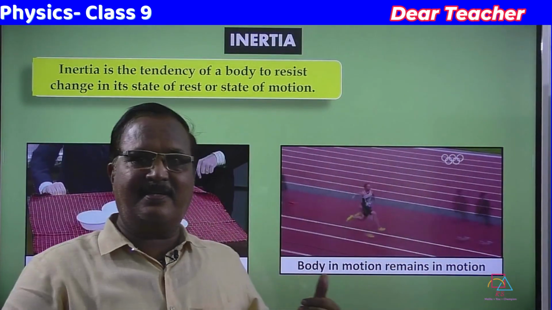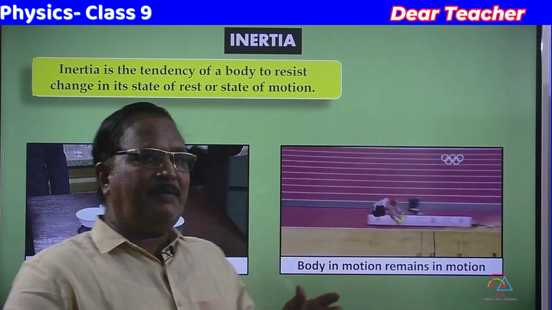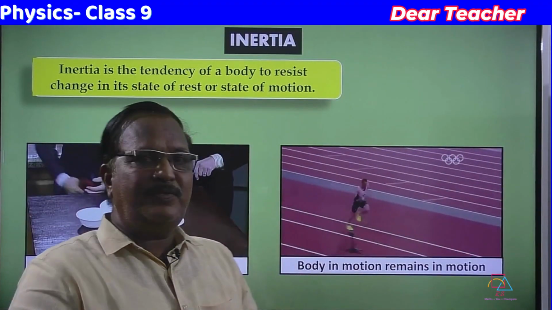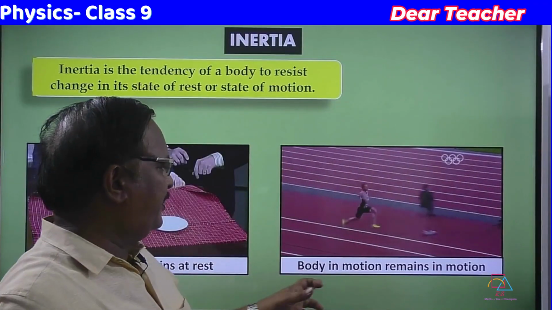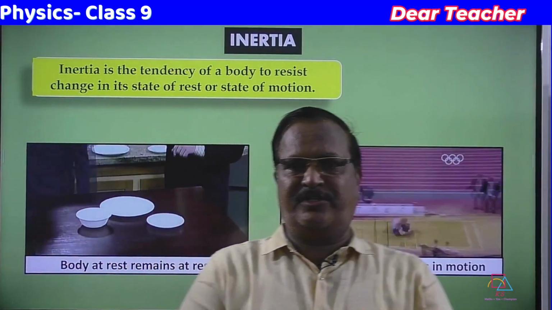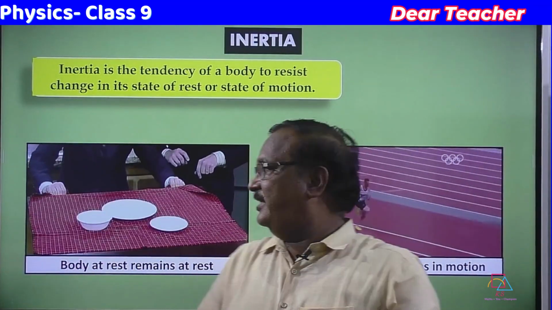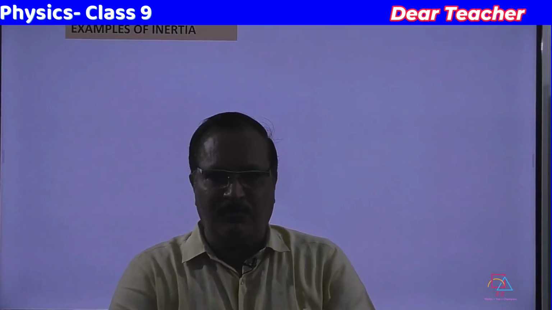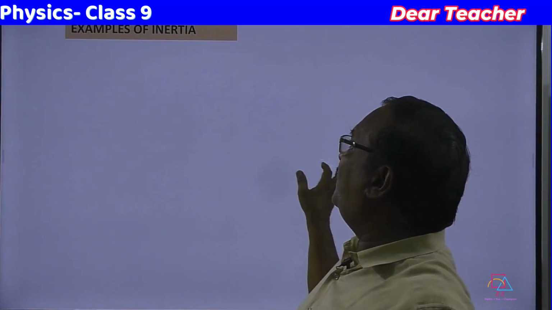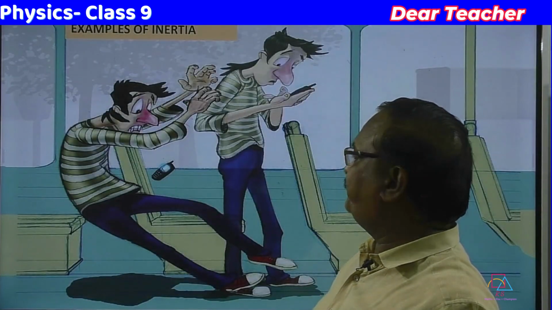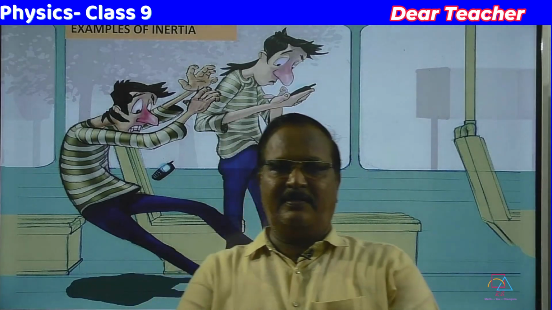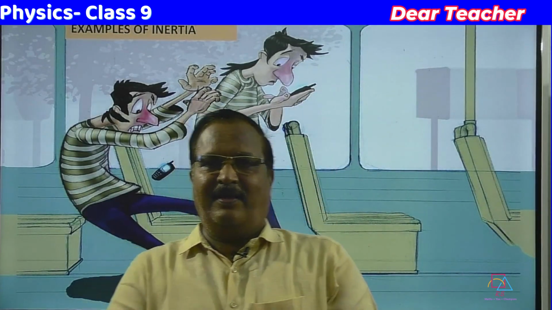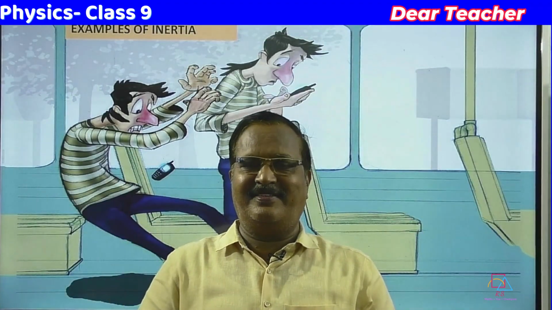Now, an athlete is running. So, a body in motion will be continuously in motion. A body in motion remains in motion. That is what is inertia. Okay, unless an external force acts on it, that we will see now. Examples of inertia. A beautiful example, you can see two people are there, they are falling on each other. It's like a clash.